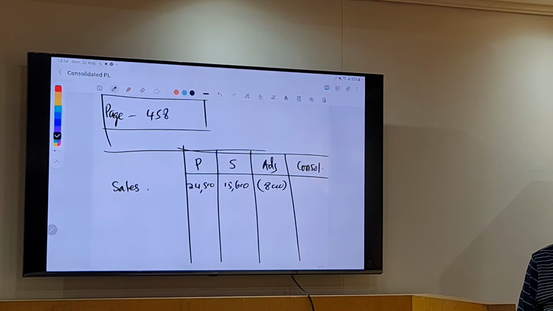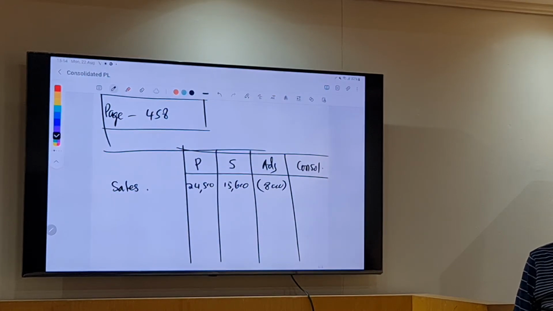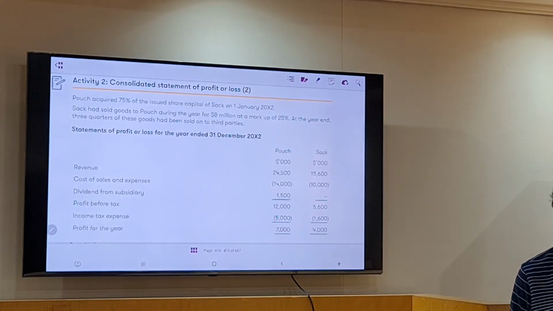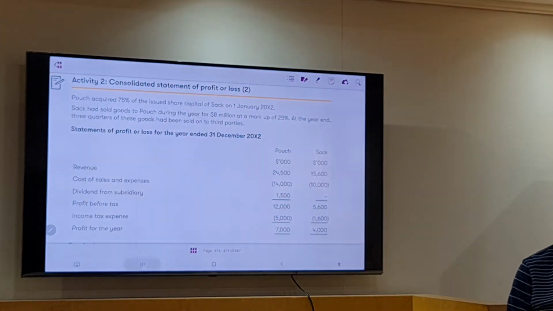So how much? 32, after deducting 8,000. Cost of sales, how much is the cost of sales? 14,000 and 10,000.